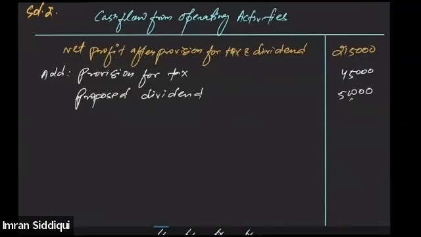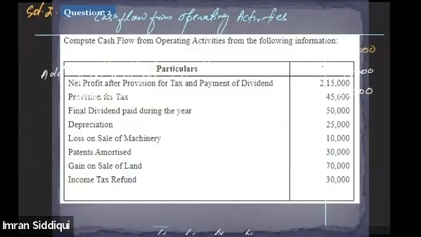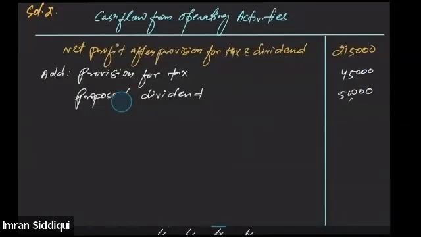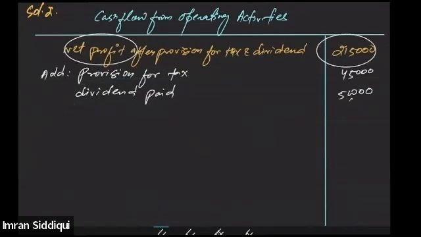Sir, proposed dividend is which one? Proposed dividend is the dividend that we have paid, final dividend paid. In fact, let's just write this as dividend paid. Just a second. So the profit which is given in the question is after subtracting the provision for tax and dividend. So in order to find out the profit before the dividend and tax, we will have to add it. Only then we will be able to get the profit.